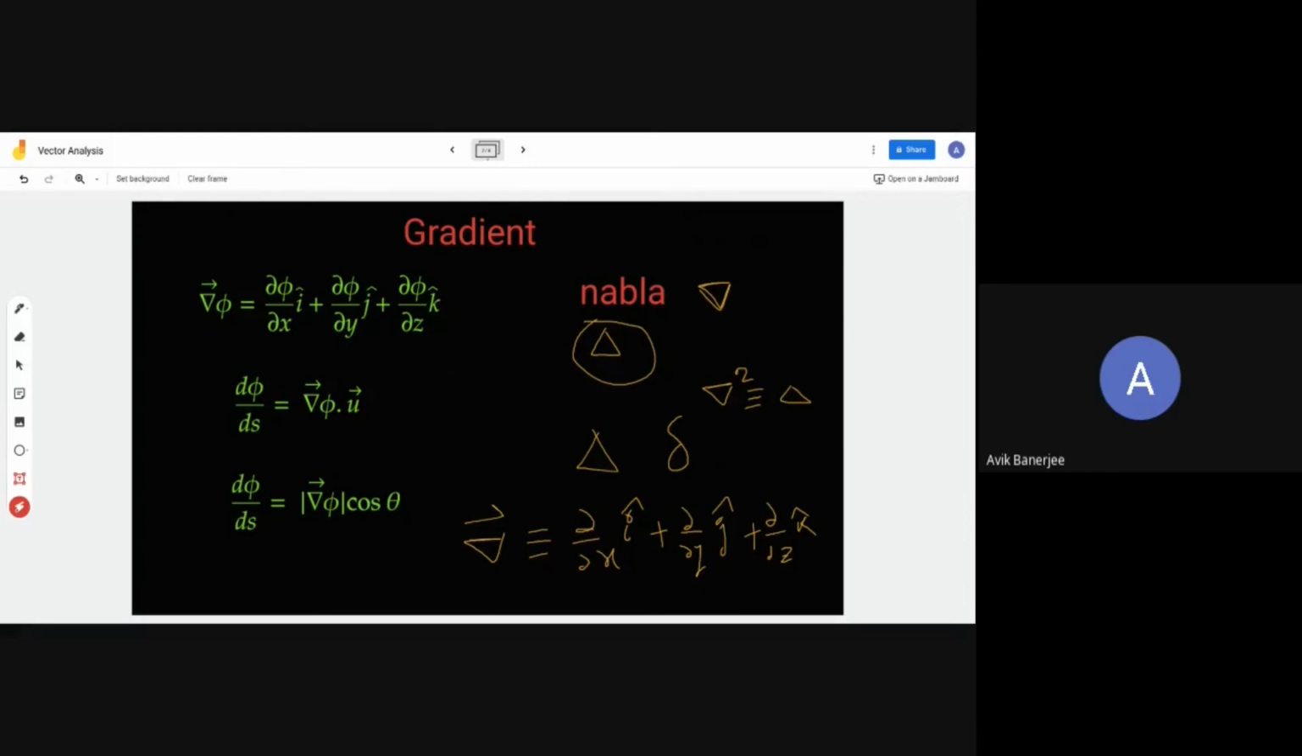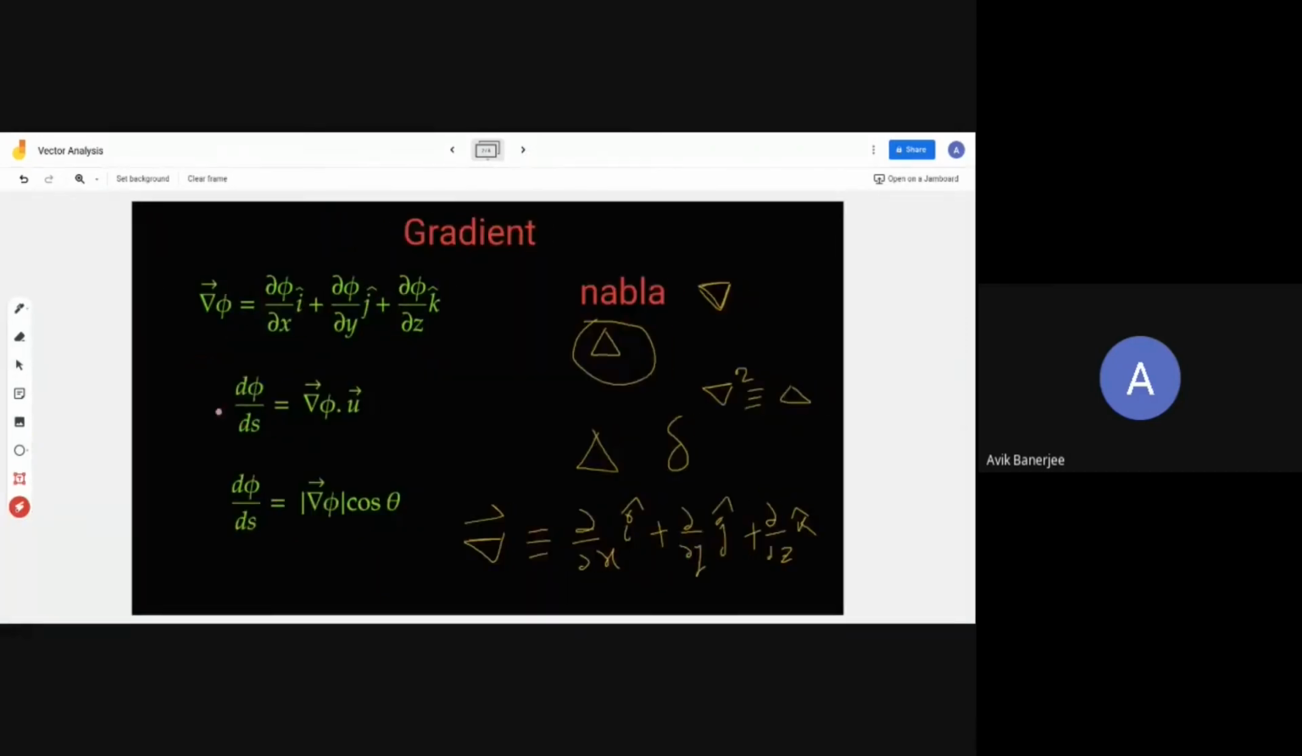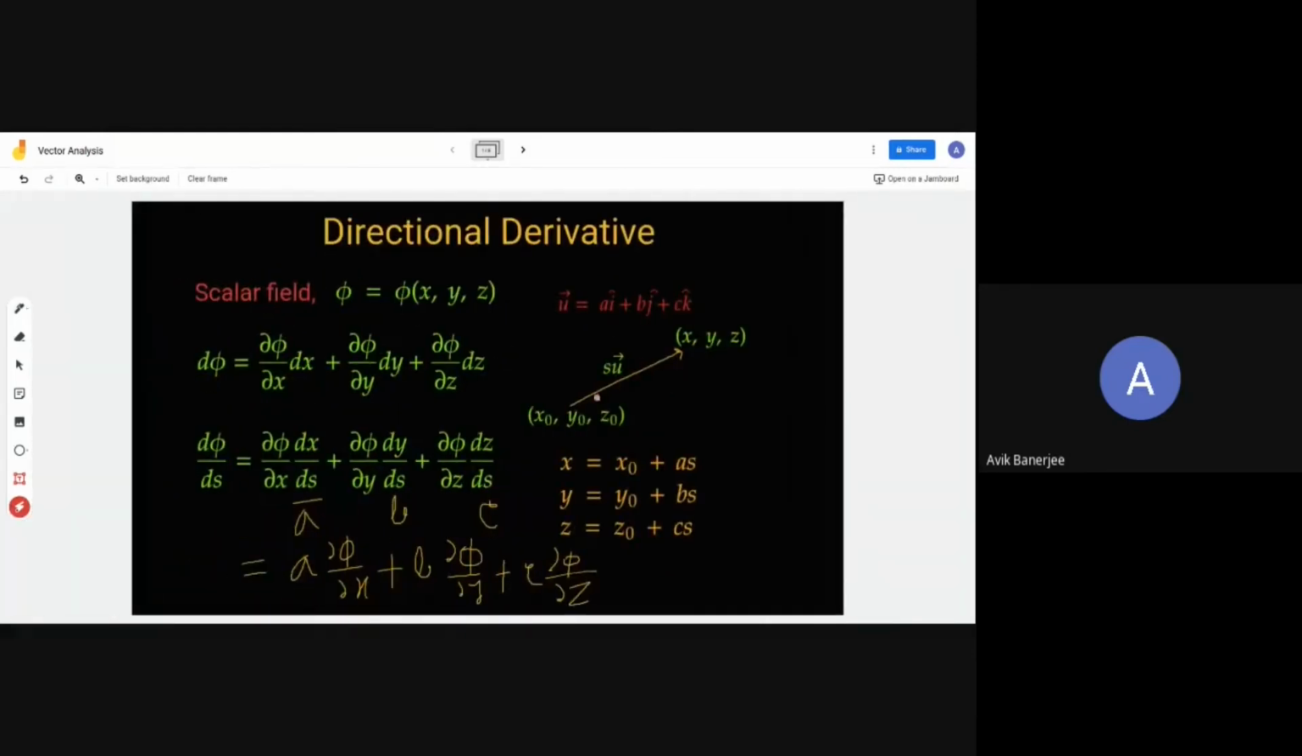So what is the big deal? Look at this expression. D phi ds is a into del phi del x plus b into del phi del y plus c into del phi del z. So we can write the directional derivative as gradient of phi dot u vector, where u vector is the unit vector in that particular direction.